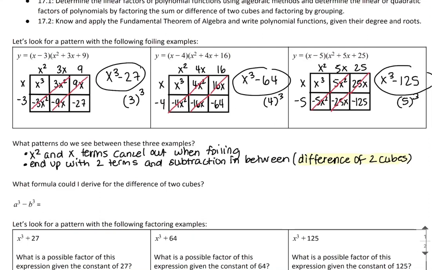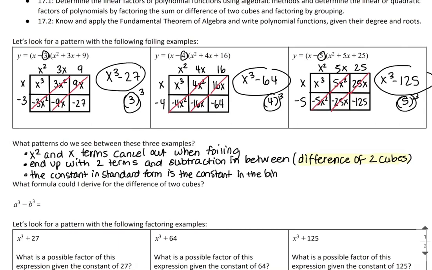Another thing that stands out to me is that if I look at the constant in the factored form, it is what I cube to get that second term in my standard form. So the constant in standard form is the constant in the binomial in factored form cubed.